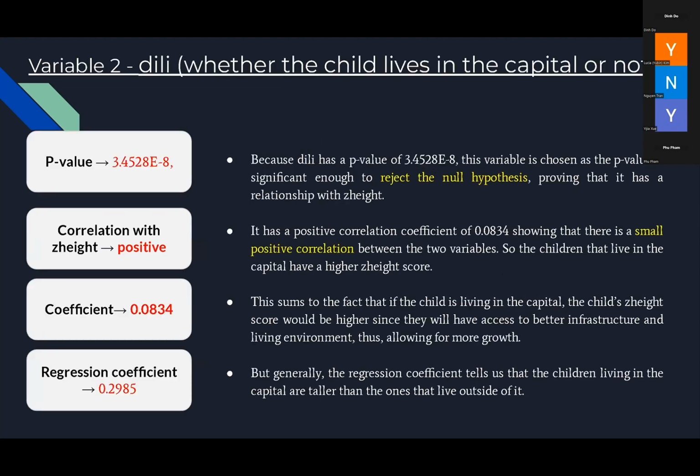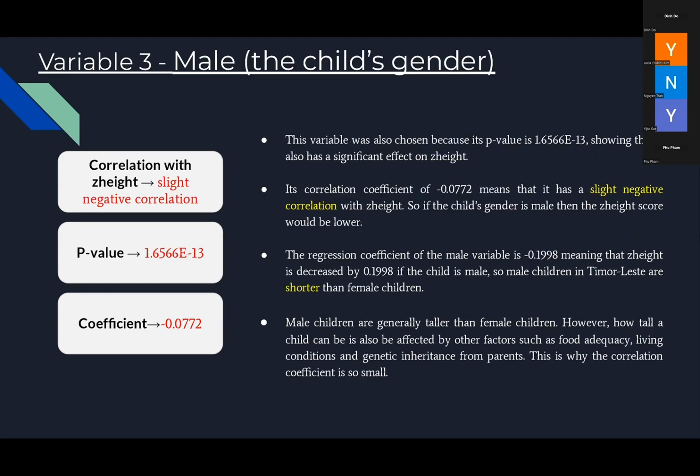For variable 2, that is DILI, we can also see that it has a very small p-value, which is why we reject the null hypothesis. It also has a positive correlation between the two variables, and from that we can see that children who live in DILI normally have better access to infrastructure and living environment, thus allowing for more growth opportunity. Generally, this means that if children live in the capital, they'll be taller than the ones that live outside of it.